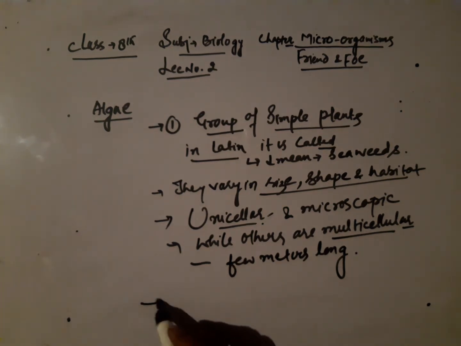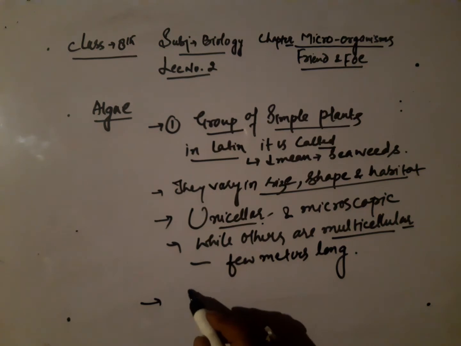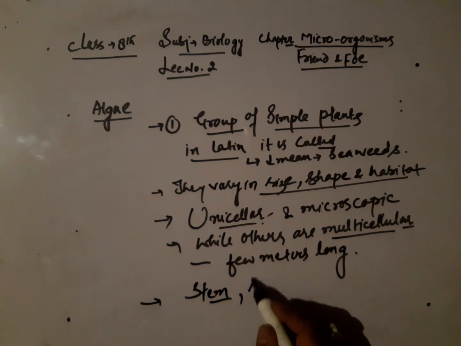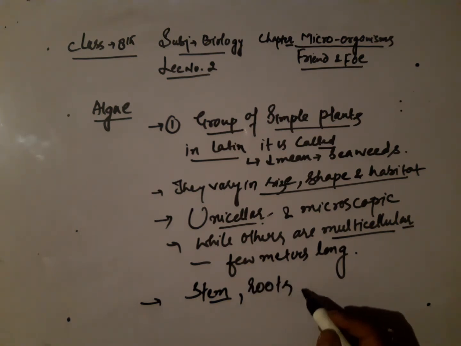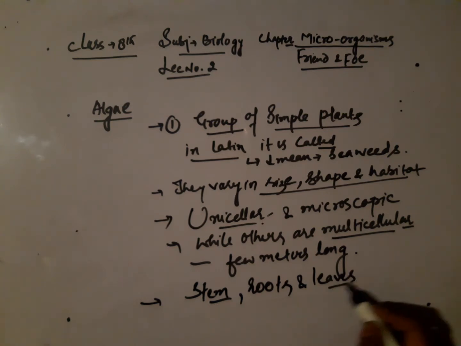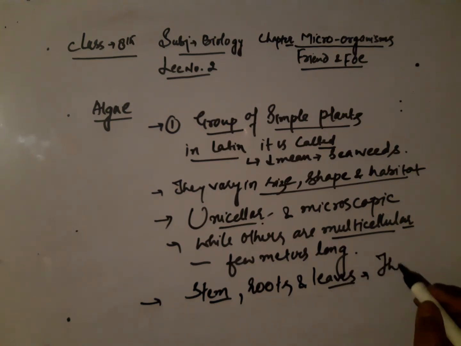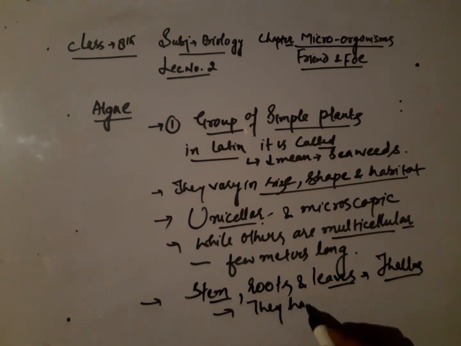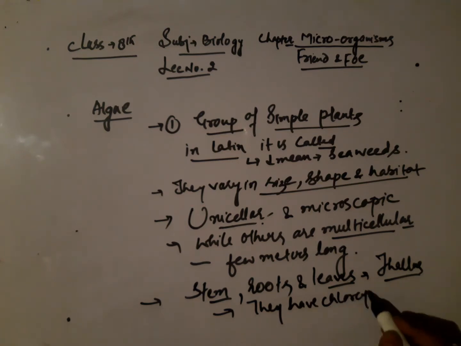Second important thing regarding algae is they don't have stem, roots, and leaves. That means their body is thallus, without root, stem, and leaf. But they have chlorophyll, and they can make their food through photosynthesis.